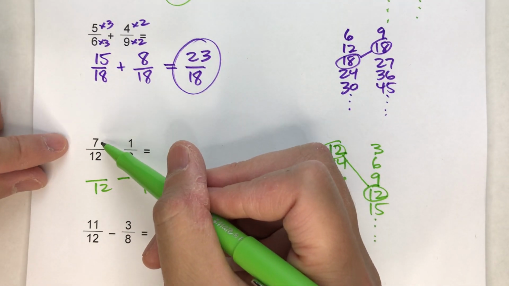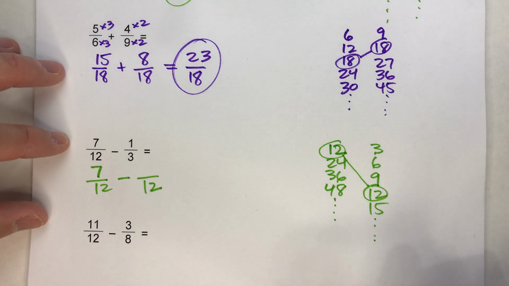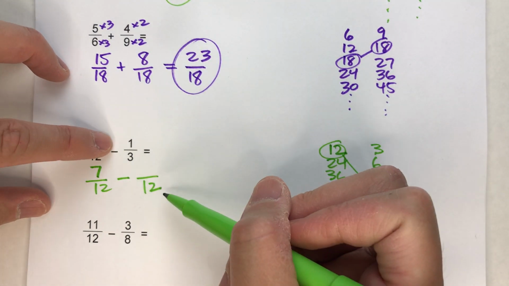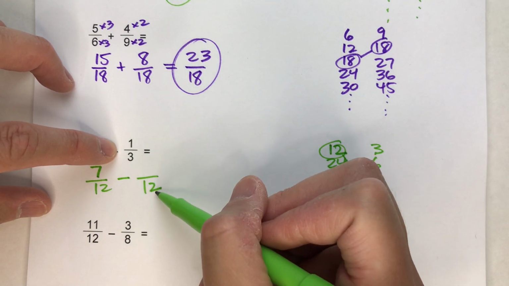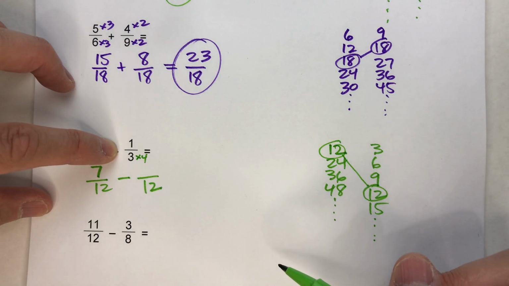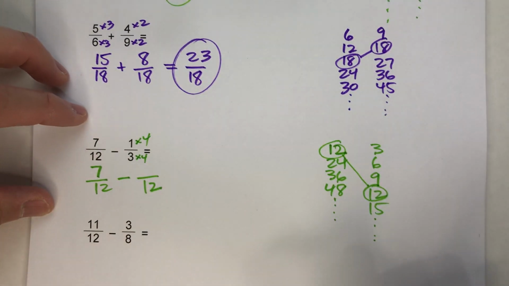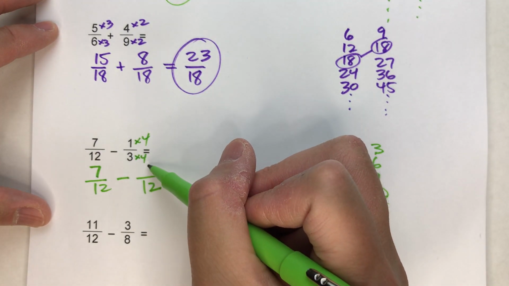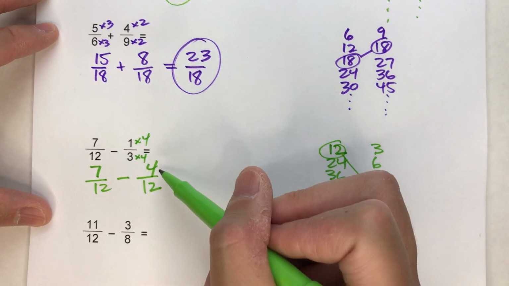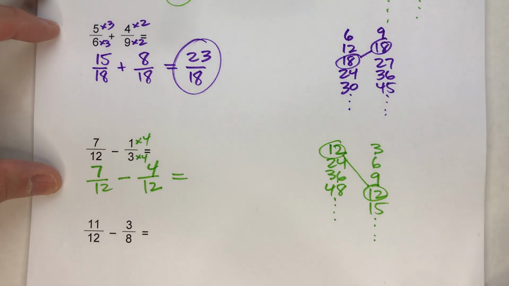And notice that first fraction is already in 12ths. So that one's easy. So it stays 7 twelfths. But we're going to have to change that 1/3 into 12ths. So 3 times what gets me 12? 3 times 4 gets me 12. So if I multiply the bottom of the fraction by 4, I also need to multiply the top by 4. 1 times 4 gets me 4. So 1/3 is equal to 4/12. And now I have a much easier problem to solve.